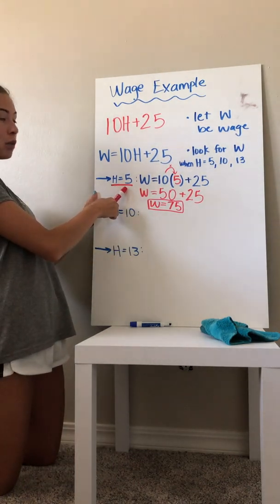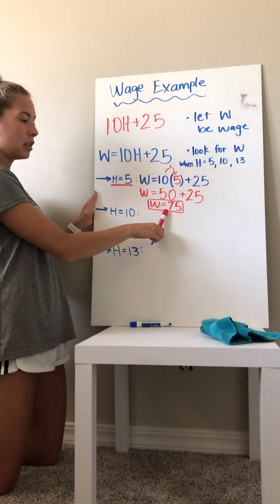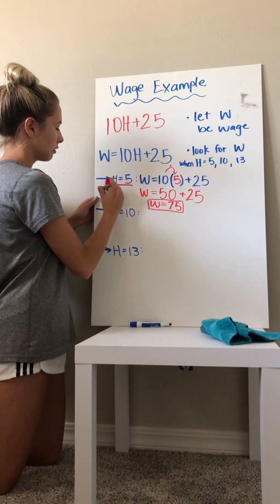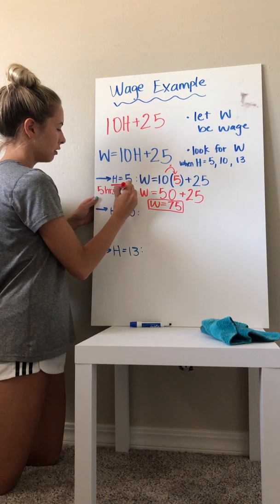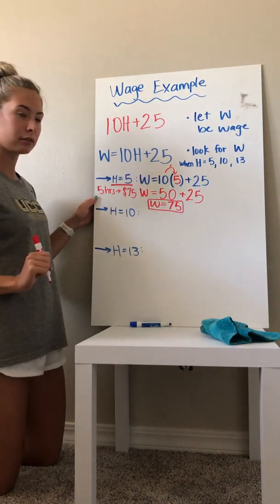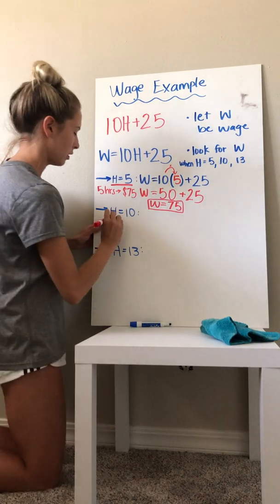So when H equals 5, W equals 75. So for 5 hours, the worker gets $75.